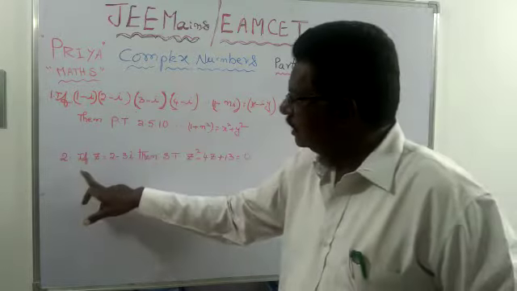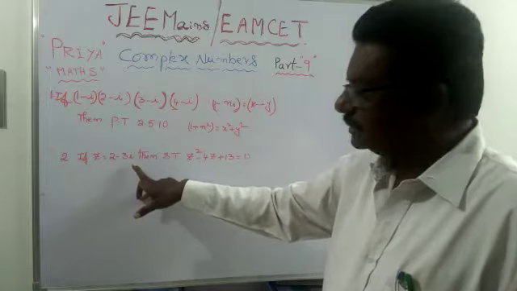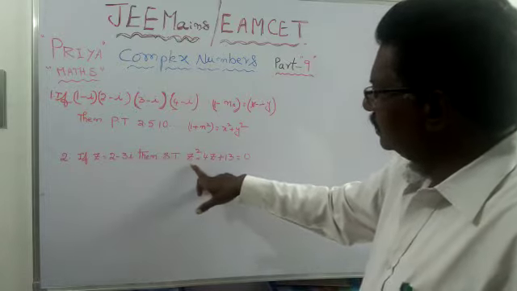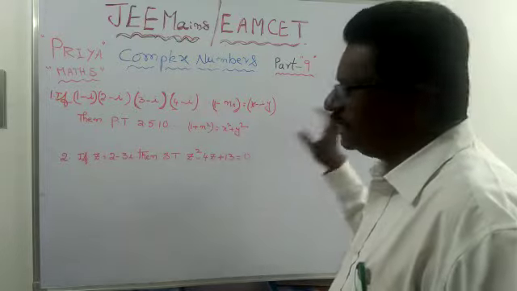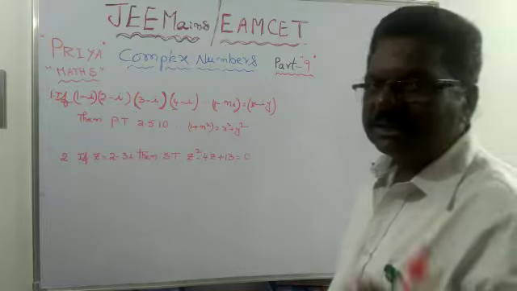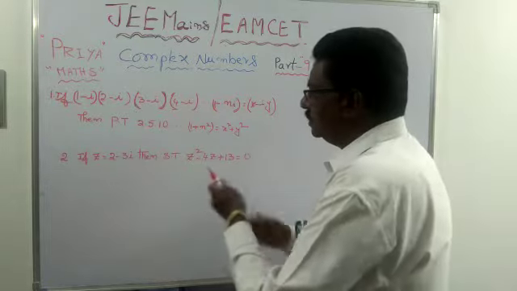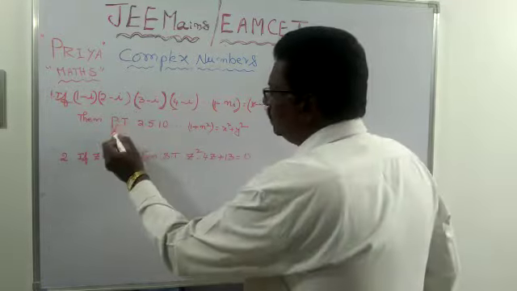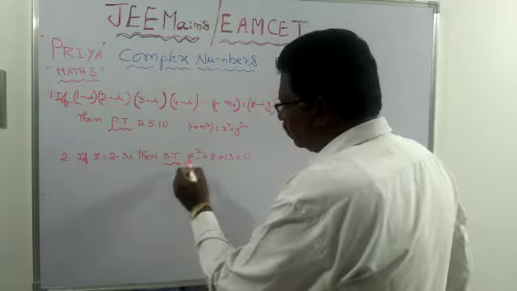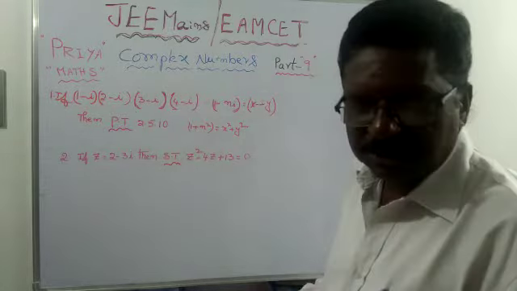And the second one: if z is equal to 2 minus 3i, then show that z square minus 4z plus 13 equal to 0. What is the difference between these two sums? He asked here, prove that. Here, show that. What is the difference between prove that and show that?